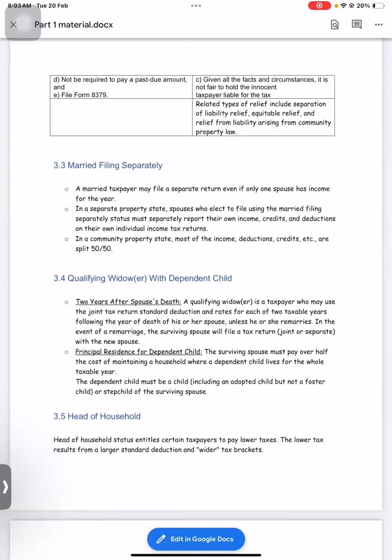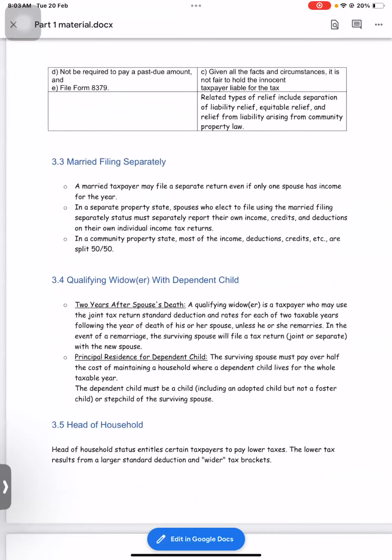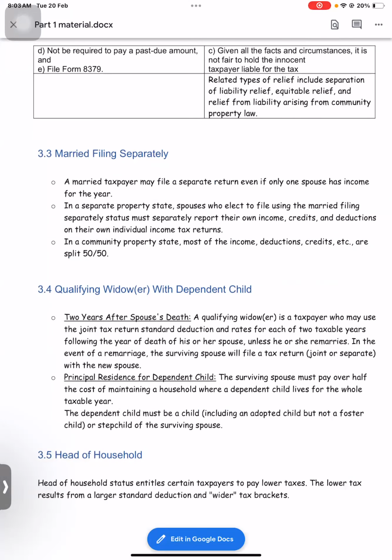MFS we have seen yesterday. These 3 points were there. If you're filing a separate return, you need to take either standard deduction or itemized deduction. Both things can't be taken by both the spouse.